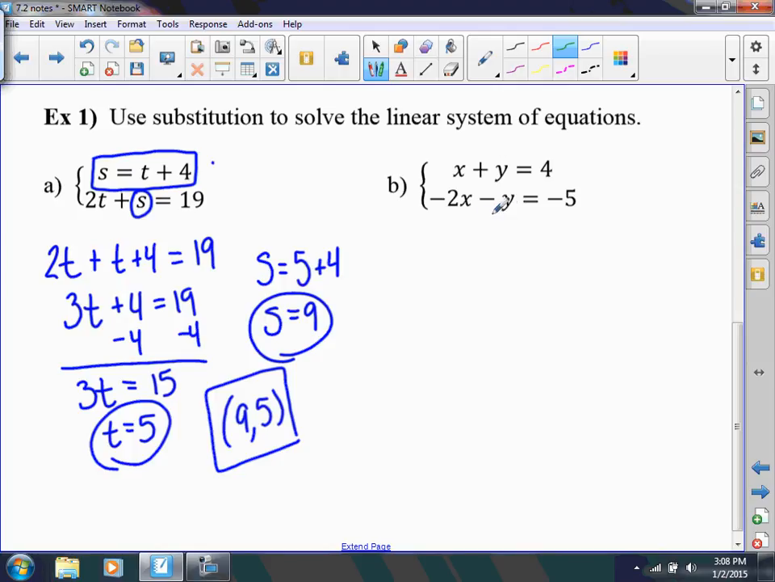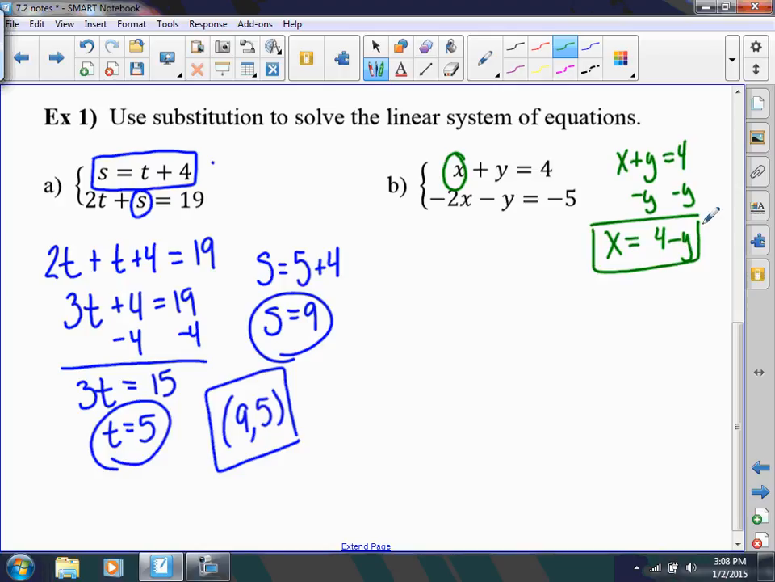Even this minus y or negative y could be by itself. We could solve that for y, okay? But I'm going to solve for either x or y. And let's just say, let's solve this top equation for x, okay? So if I do that, I have to subtract the y over. So x plus y equals 4. So I'm going to minus the y over. So x equals, and you can write 4 minus y or negative y plus 4, doesn't matter.